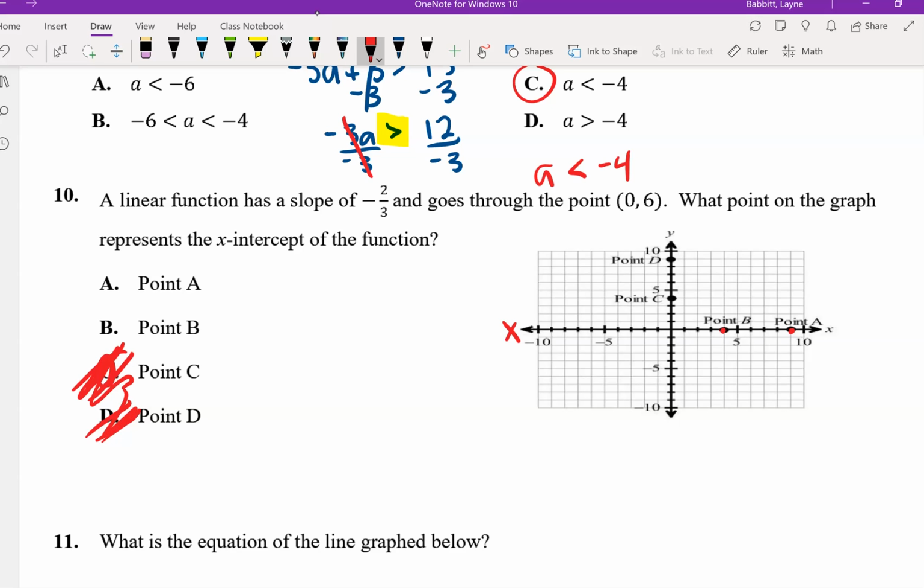Now let's actually graph this. It goes through the point (0, 6). So let's just start with that point, (0, 6), which is right there. And then we'll do the slope. Down 2 over 3 is what negative 2 over 3 means. So down 2, over 1, 2, 3. Repeating that, which means the line goes through point A, not point B. So my answer must be A.